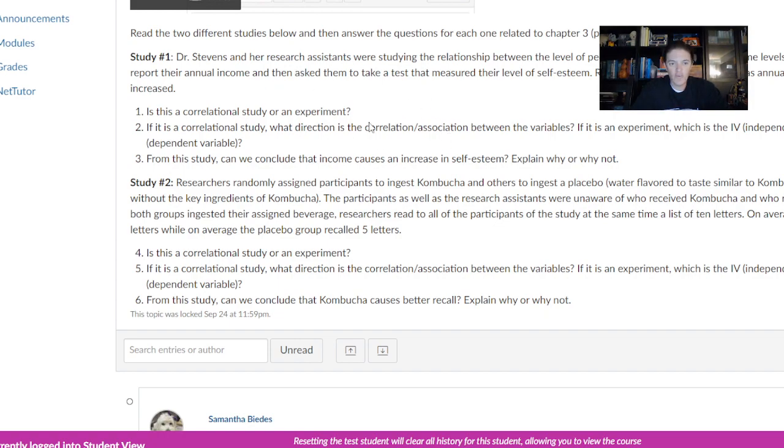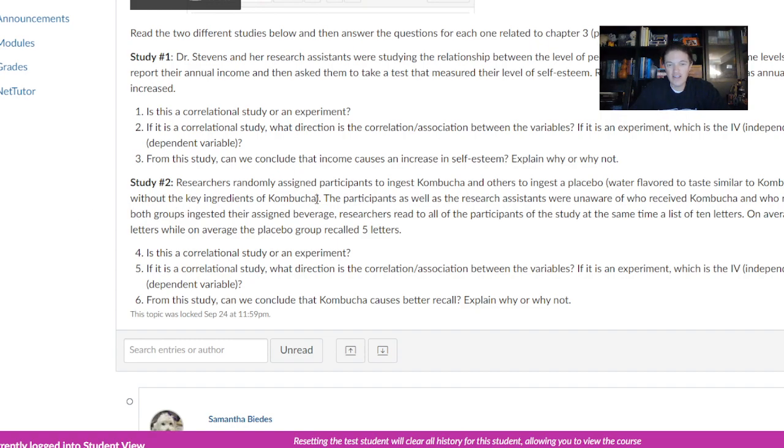So with these two, what I wanted you to do was decide what kind of study it was and then break down the elements. So this first study with Dr. Stevens and her research assistants was a correlational study, all right? They didn't manipulate anything. They were simply measuring. They looked at annual income and levels of self-esteem, right? And then the results showed that as income increased, self-esteem scores increased as well. So this was a correlational study, and the direction of the correlation was positive. As one increases, so does the other. Okay, so I was looking for that.